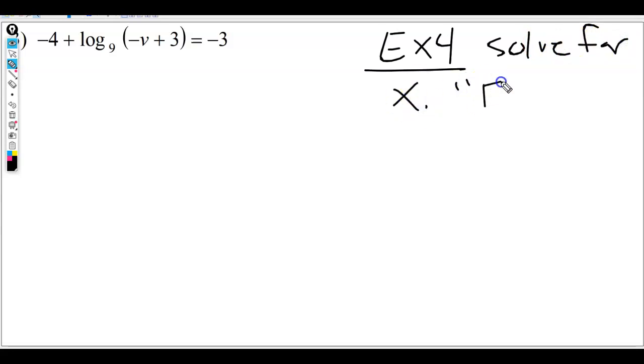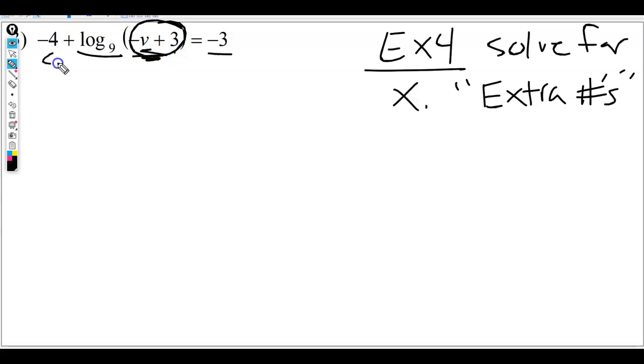And we're going to call this the extra numbers problem. And here's what I mean by extra numbers. Instead of just a log with an x and a number, we have extra stuff inside there. It's not just x in here now. It's a v and a 3 and a negative, and also there's a number out here. So there's extra numbers. How do we deal with log problems that have extra numbers?